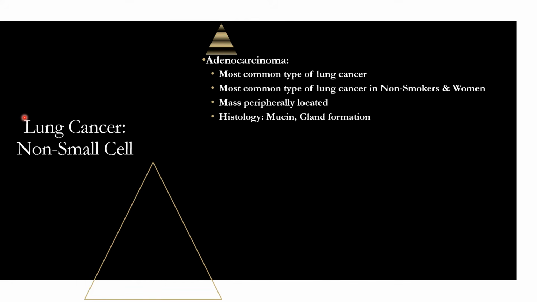So that's adenocarcinoma. Just a few things to know. Again, remember, most common type. If you see a non-smoker or a woman, right away be thinking adenocarcinoma. Remember, it's peripherally located. Only this and large cell are. And then finally, any histologic findings that indicate mucin or gland formation, adenocarcinoma should be what you're thinking about.